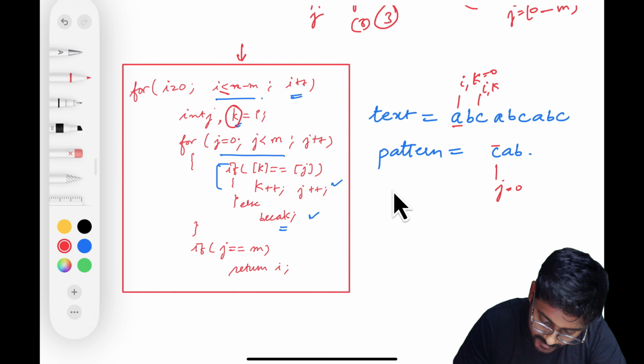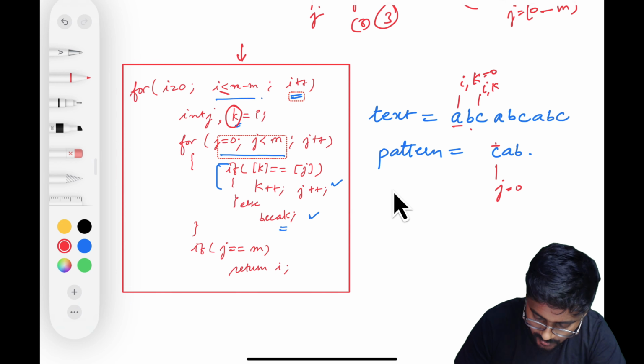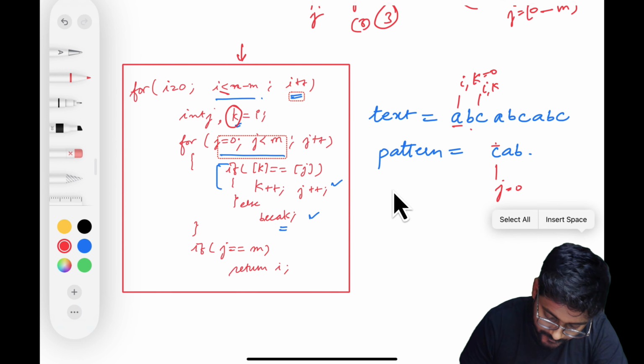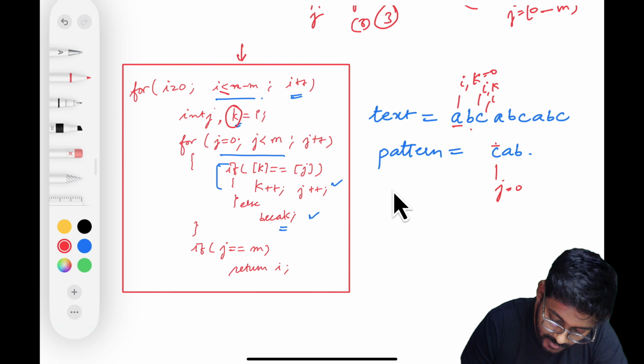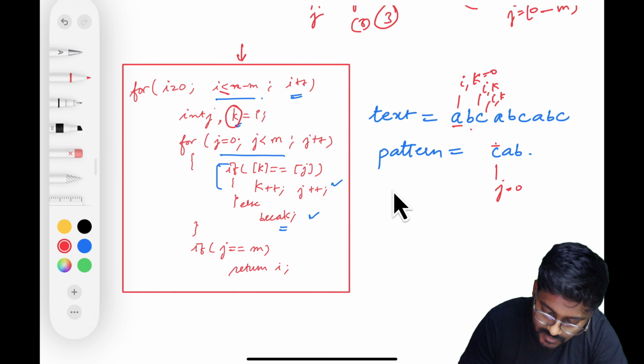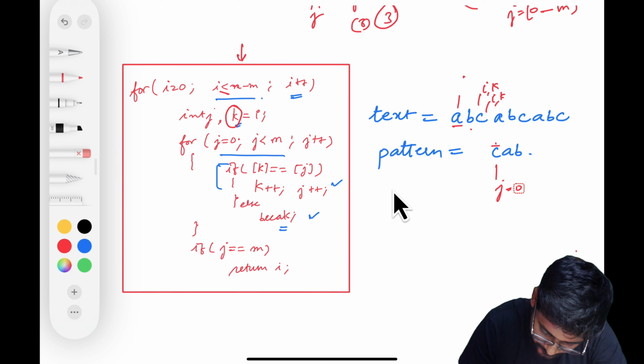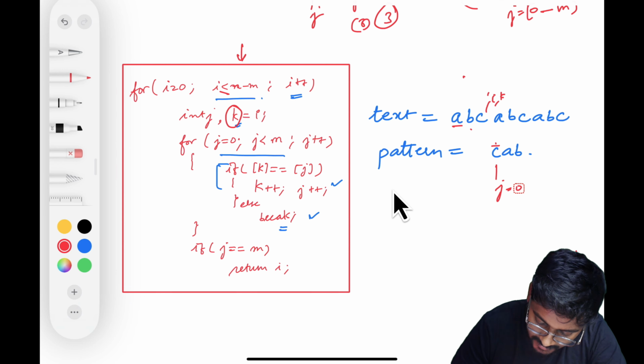So now we are starting from B and C. B and C are also not matching. It means we are going to increment i and initialize k with i, and then j is starting from 0. This is the state. If we have a look here, C is matching with C.